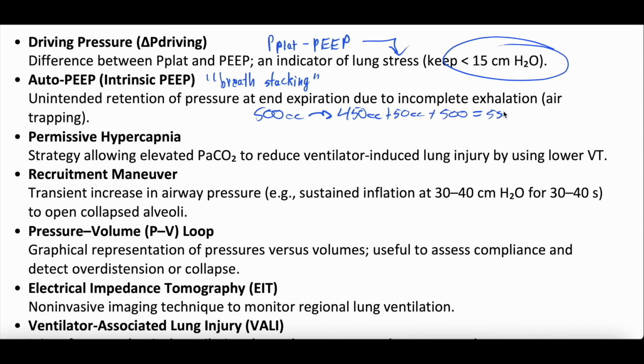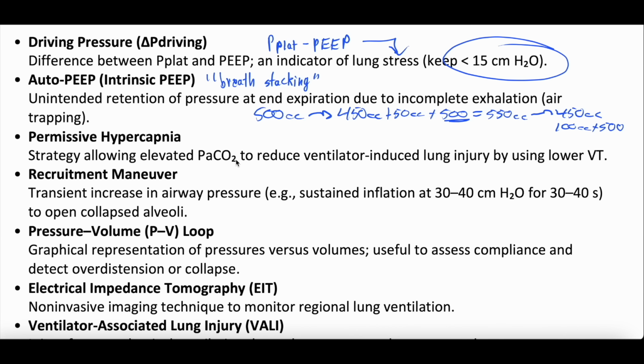So now they've got 550 cc's, even though you only wanted them to get 500. They breathe out again. They can only breathe out 450 cc's. Now they have 100 cc's left in the lungs. Again, the ventilator gives them another 500, so on and so forth. So this is auto-PEEP or breath stacking. We see this a lot in obstructive lung disease when patients need a lot more time to exhale. And we, not to be a broken record, have a couple episodes out on that too, so check it out in that playlist.